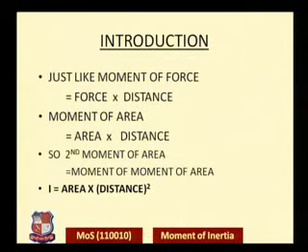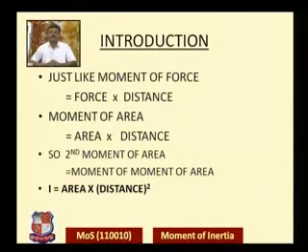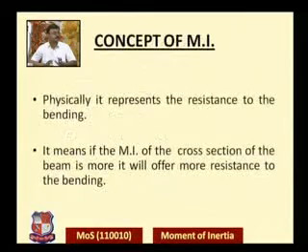That means it is moment of the moment of the area. So we get the equation area into distance square. This is a very important and general equation of the moment of inertia: I equal to area into distance square. Now theoretically we can use this formula to determine the value of moment of inertia.